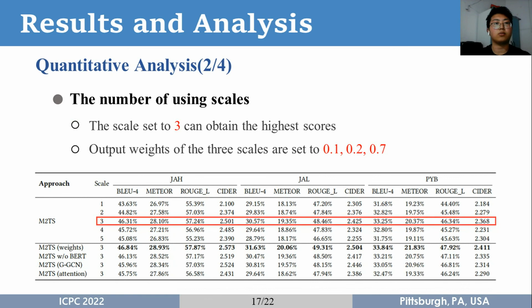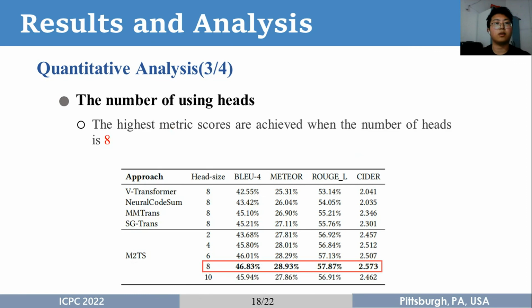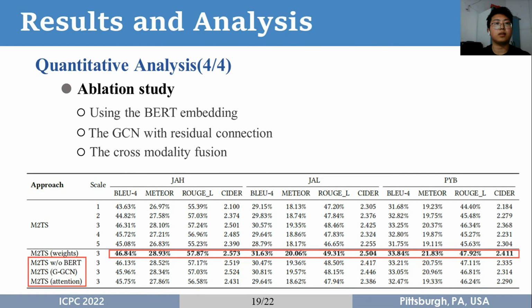In the experiments, we choose a number of scales. We can see that the highest metric scores are obtained when the scale is set to 3. In addition, we also find that the highest metric scores are obtained when the output weights of the 3 scales are set to 0.1, 0.2, and 0.7 respectively. In addition, we experiment with a number of heads used in the multi-head attention mechanism. The results find that the highest metric scores are achieved for the 3 datasets when the number of heads is 8.